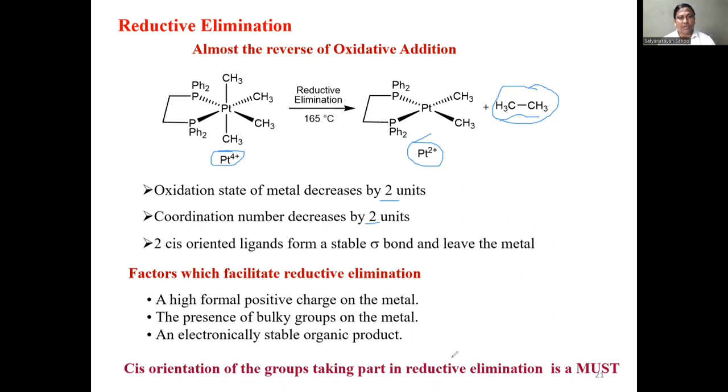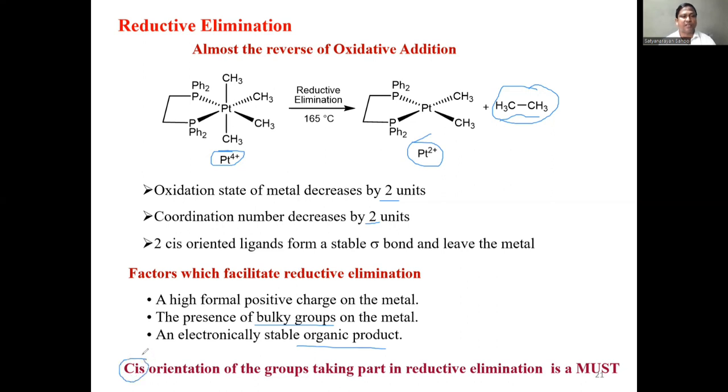Now, the factors which facilitate reductive elimination. The first one is a high formal charge on the metal. The oxidation state on the metal should be high, then only it can give reductive elimination. The second one is the presence of bulky groups on the metal. If it is more bulky, then it will favor reductive elimination to relieve the strain, and the product should be electronically stable. This is very, very important.